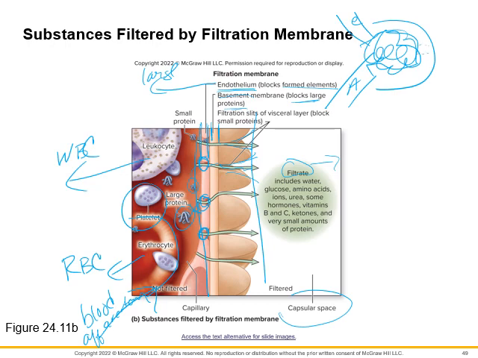So anything that's dropping into this capsule, we call filtrate, and what could be in there? You can have water, glucose, amino acids, ions. That's when we talked about things like sodium, potassium, calcium, urea, some hormones, vitamins, ketones, which we'll talk about later in digestion, and small amounts of protein. So some items are being shifted through the pores, through the slits, and it creates our filtrate.